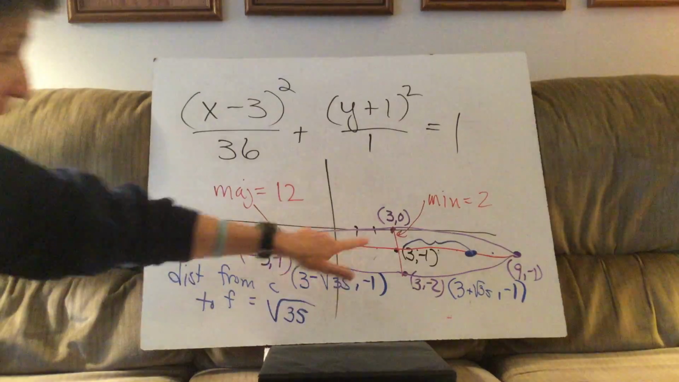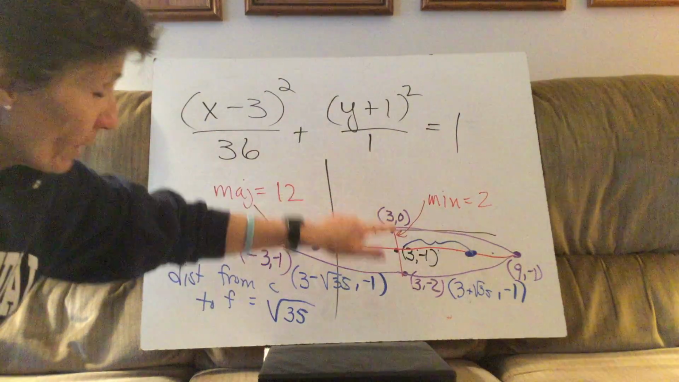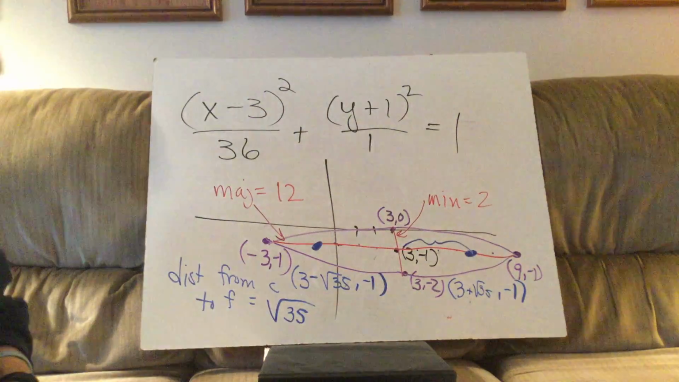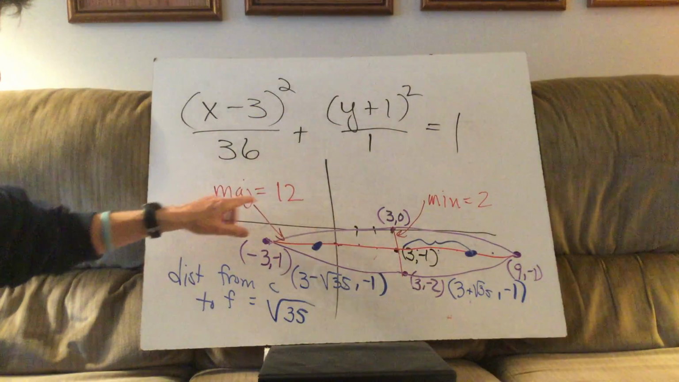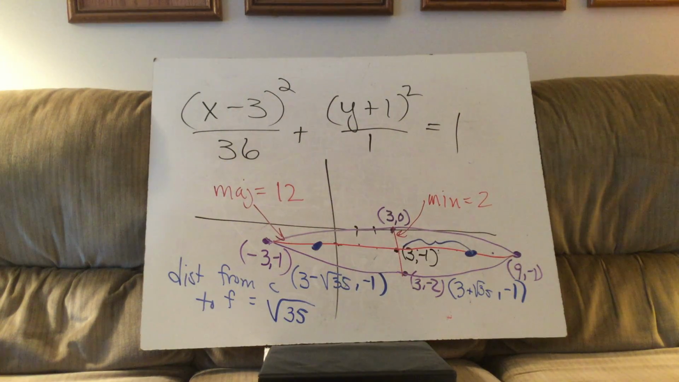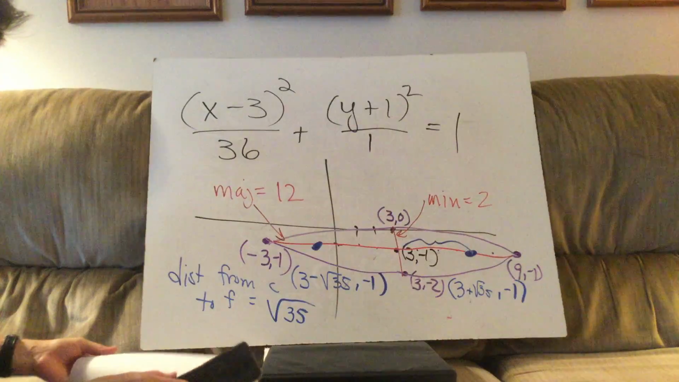So, the black point is your center. The purple points are your vertices. The blue points are your foci. And the red identifies the length of the major axis is 12, and the length of the minor axis is 2. And that is it.